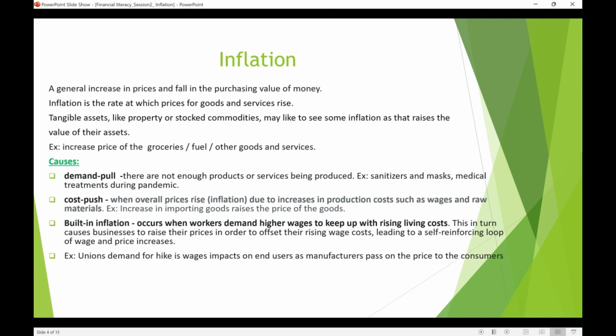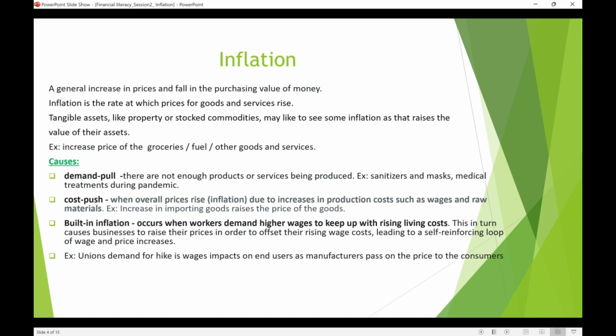For instance, there is a natural level of inflation within every country. It goes up and down. There are various causes, and three major categories we can discuss are demand pull, cost push, and built-in inflation. So, what is demand pull? Demand pull is when it comes to supply and demand.